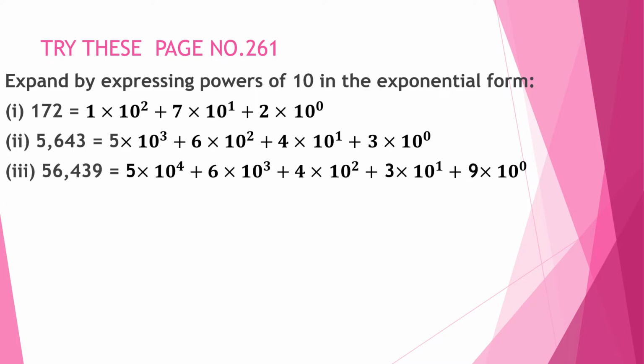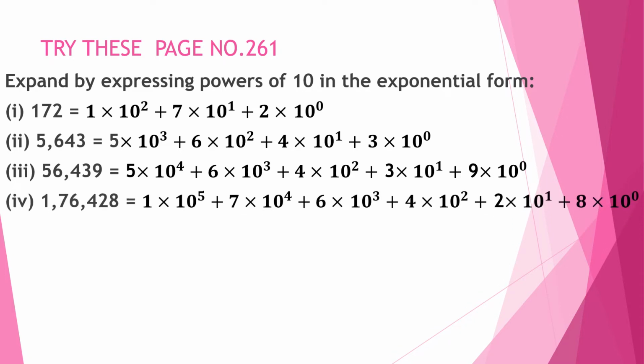Next, 56,439. So 5 into 10 raised to 4 plus 6 into 10 raised to 3 plus 4 into 10 raised to 2 plus 3 into 10 raised to 1 plus 9 into 10 raised to 0. Children, while writing the expanded form, the powers of 10 come in decreasing order as we go to the right side.